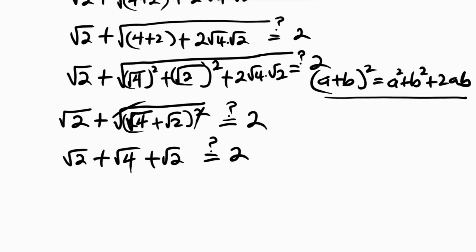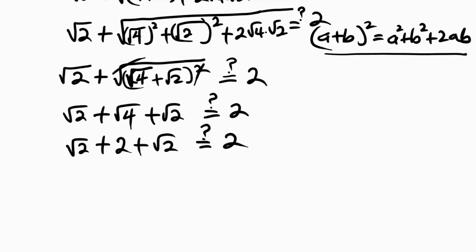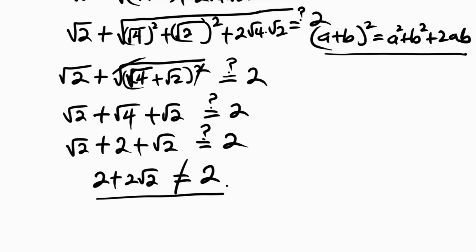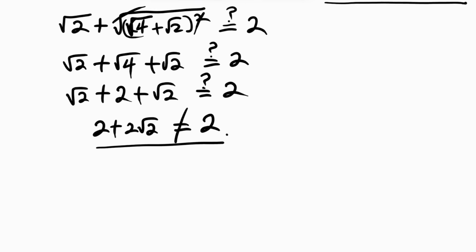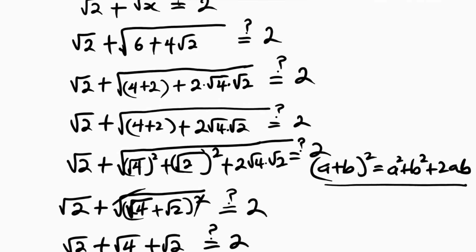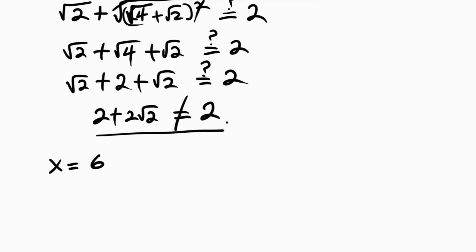Now, what do we have here? We have root 2 plus the square root of 4, which is 2, plus root 2. Root 2 plus root 2 is 2 root 2. Is that equal to 2? That is not equal to 2. So our first value of x does not satisfy the equation. So let's try our second value of x, which is 6 minus 4 root 2.